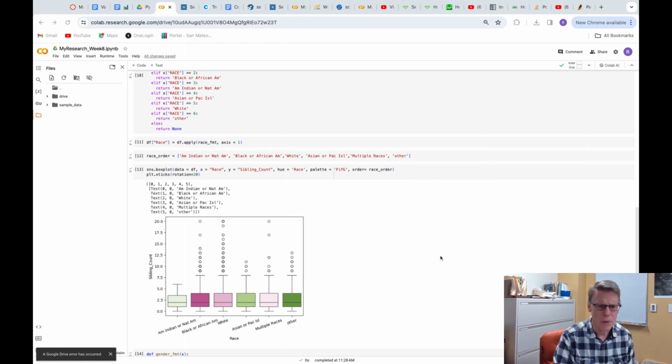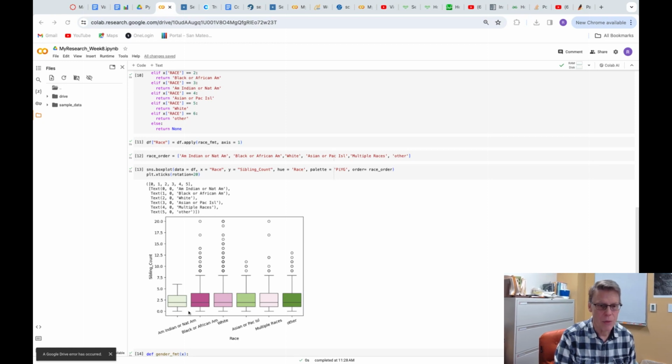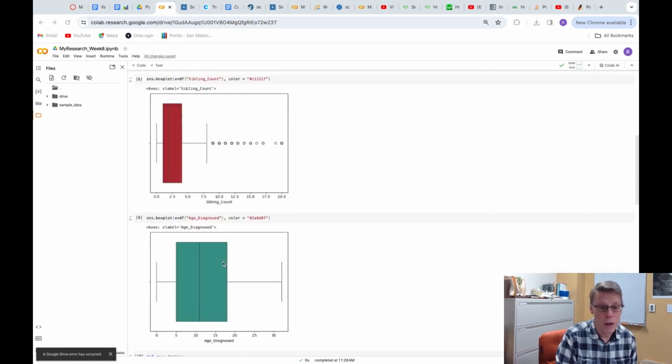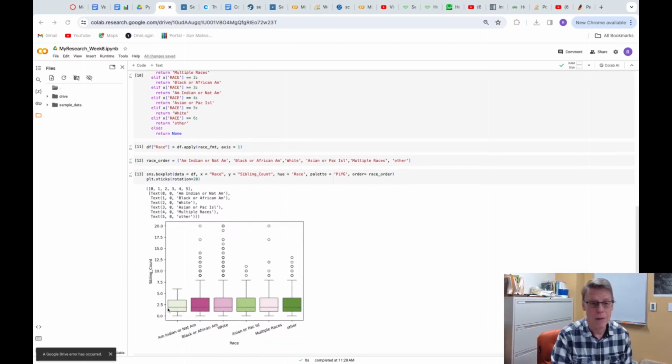I think I forgot to say what this graph actually is doing. What it's literally doing is taking the data set and breaking it up into these categories, and then within that category is looking at the values of sibling count. And so, it's as if they threw away all these other categories and just looked at American Indian or Native Americans and did a box plot. Now, the box plot is vertically aligned rather than horizontally aligned, but it's giving the same information.